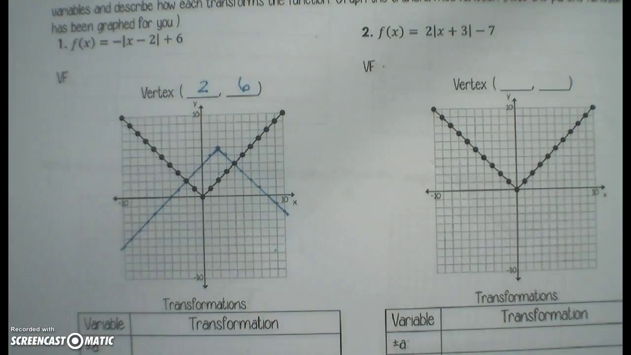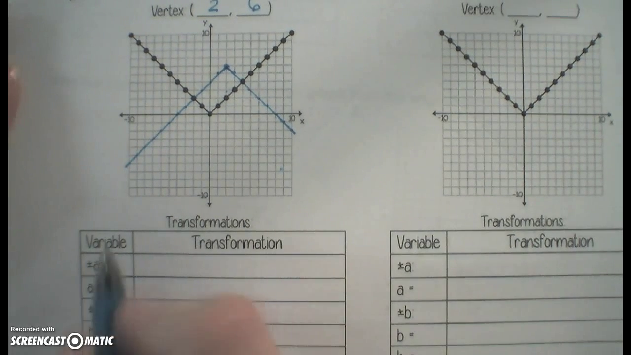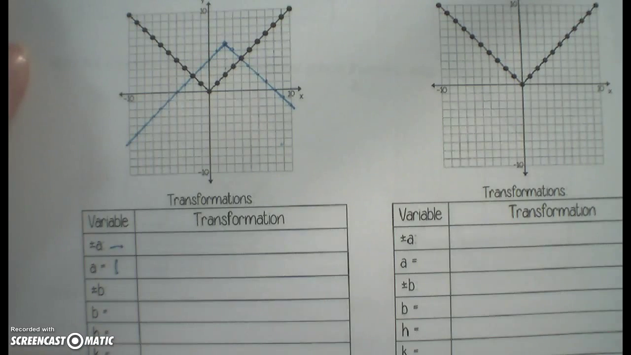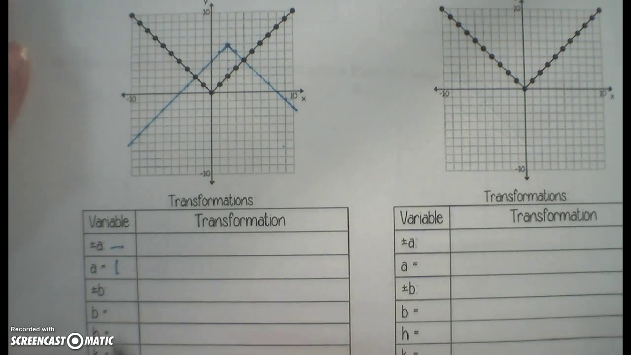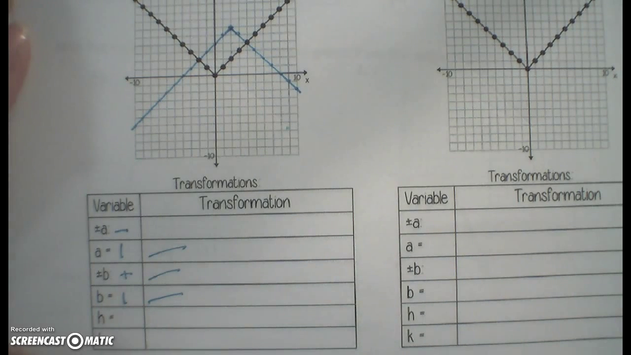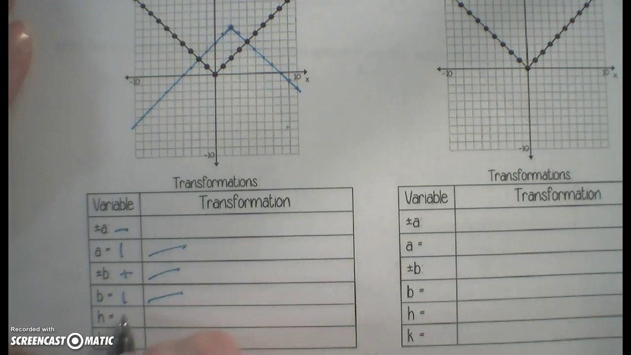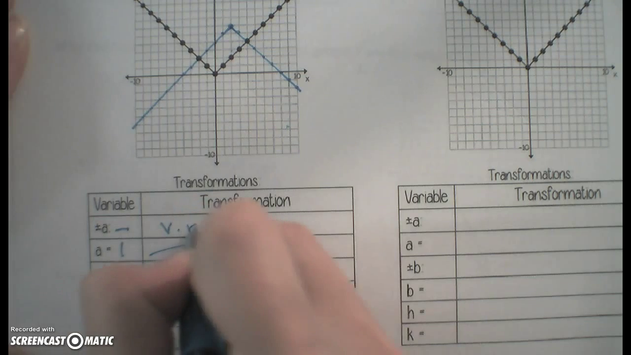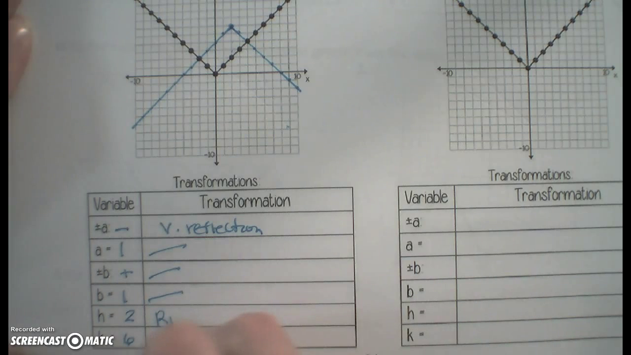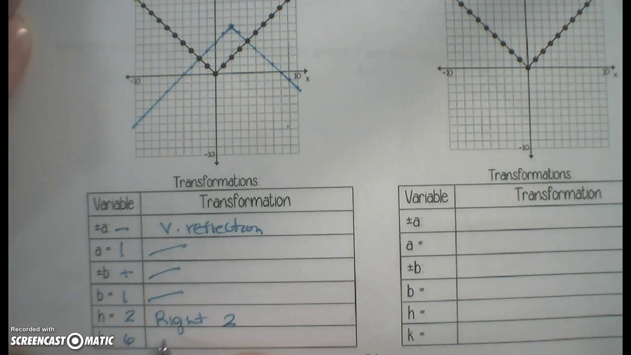So now we look to see, well, A, it was negative, and it was just 1, so there was no change. If you want to just cross that out, you can. That's fine too. B was positive, so there was no change there. B, there was no B. So, I mean, if you want to put a 1 or cross it out, that's fine too. So basically, nothing was happening in those. And then the last two, H is 2 and K was 6. So our only changes here are a vertical reflection, which you can see from the graph up here, and it moved right 2, which you can see up above, and it also moved up 6.